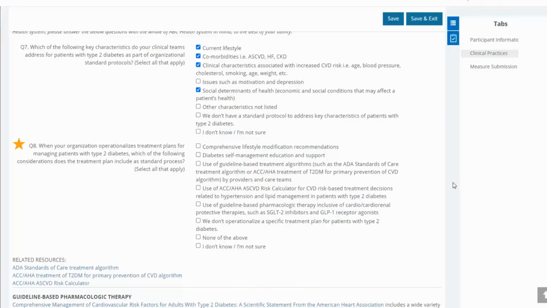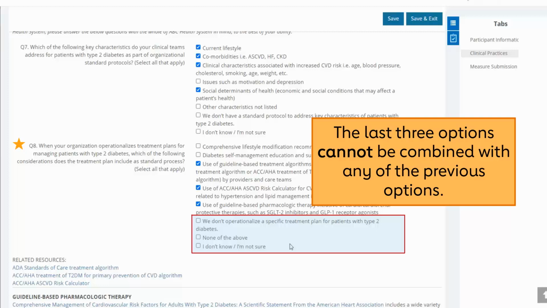Question 8 is also a modified question from previous years. We ask, when your organization operationalized treatment plans for managing patients with type 2 diabetes, which of the following considerations does the treatment plan include as standard process? Make sure to select all that apply. My demo organization's treatment plans include the use of guideline-based treatment algorithms, the use of the ASCVD risk calculator, and the use of guideline-based pharmacologic therapy, inclusive of cardio and cardiorenal protective therapies such as SGLT2 inhibitors and GLP-1 receptor agonists. Again, you cannot select either of the last three options in combination with other selections.